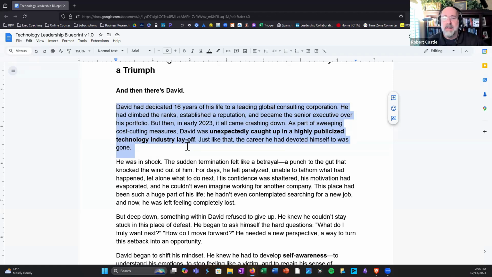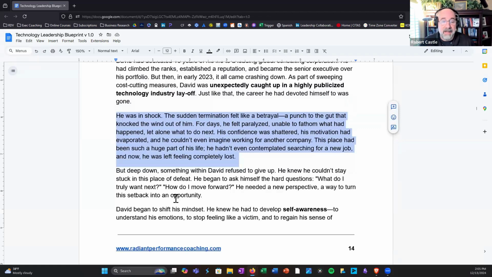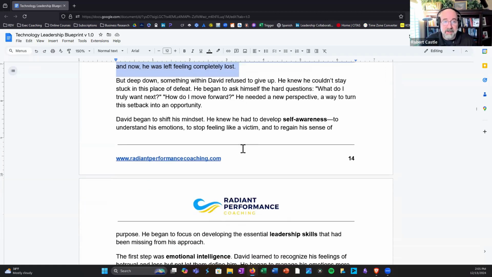Just like that, the career he had devoted himself to was gone. He was in shock. The sudden termination felt like a betrayal, a punch to the gut, and knocked the wind out of him. For days, he felt paralyzed, unable to fathom what had happened, let alone what to do next. His confidence was shattered, his motivation evaporated, and he couldn't even imagine working for another company. This place had been a huge part of his life, and he hadn't even contemplated searching for a new job. And now he was feeling completely lost.